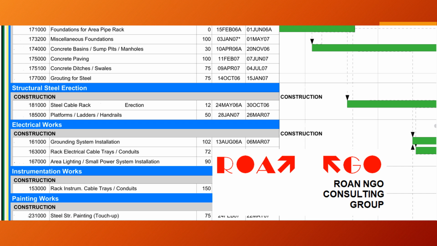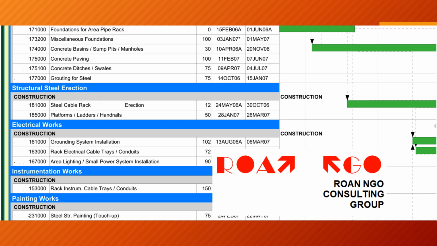Manholes. Next, concrete paving and concrete ditches, swales. Grouting for steel. Structural erection. Steel cable wrap.